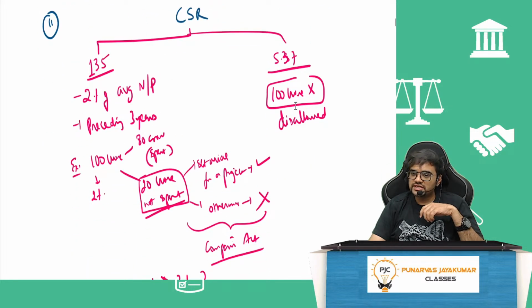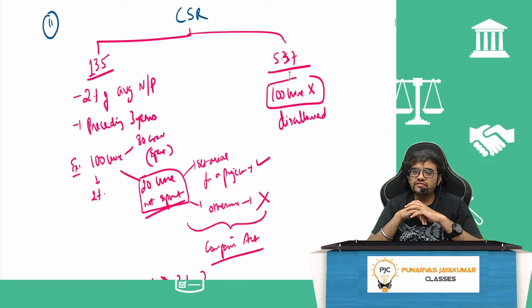Next part, CSR. CSR expenditure not allowed under 37. Why? Because CSR is a donation given. For donation, if you allow it as an expenditure, you will get 30% tax deduction. As per company law, you have to spend 2% of your average profit towards CSR. On that 30% tax benefit, if I give you, what's the point? It's like you have actually spent only 1.4%. So, not allowed.